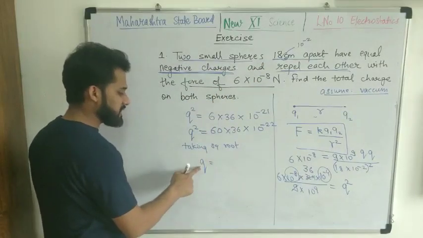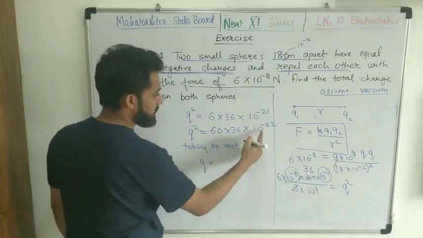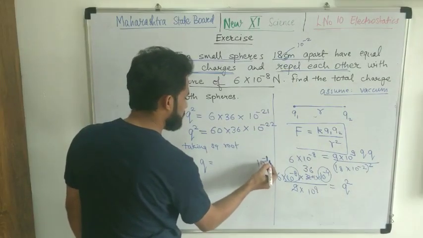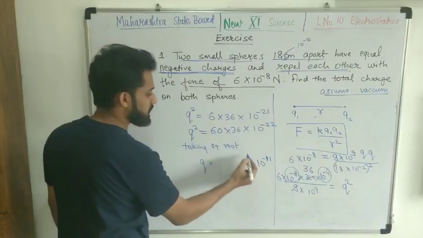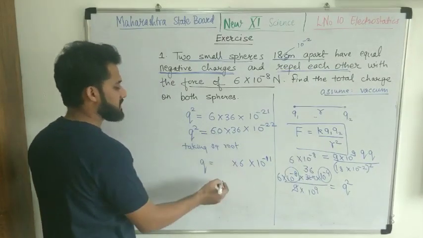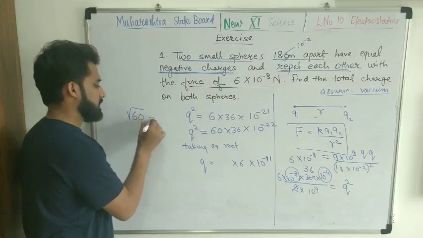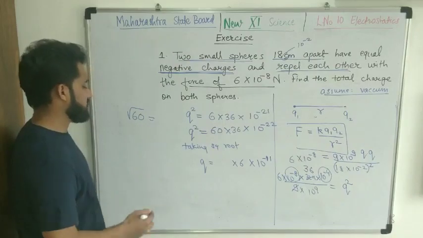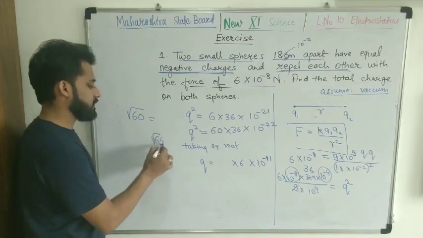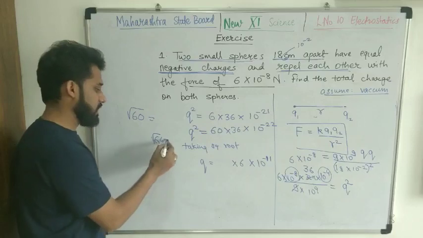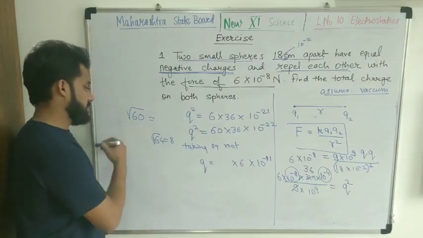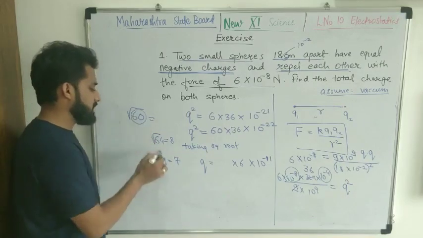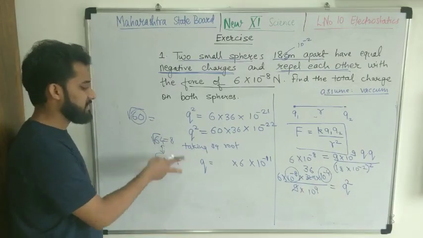So the charge on each sphere will be the square root of 10 to the power minus 22, which is 10 to the power minus 11 times the square root of 36, which is 6, and the problem is with the square root of 60. Now, if the number is not a perfect square, what we can do is search for the closest perfect square, which is 64, whose square root is 8, and on the lower side, the square root of 49, which is 7, and our number is between these two numbers, so obviously the answer will be between 7 and 8.